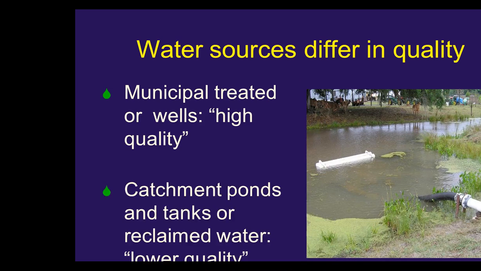In contrast, we have catchment ponds and tanks or reclaimed water, which is considered lower quality water. You can see in that picture, which comes from a grower here in Florida, he's capturing rainwater and runoff into that pond. It seems to be a very dynamic system, very rich in algae, very turbid, with a lot of plants and even big animals around it. So you can imagine how problems can arise by using this water directly as it is.